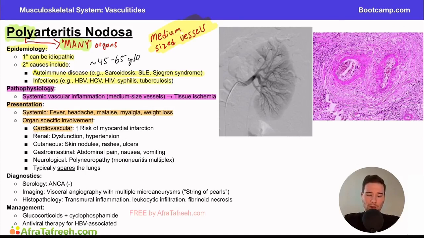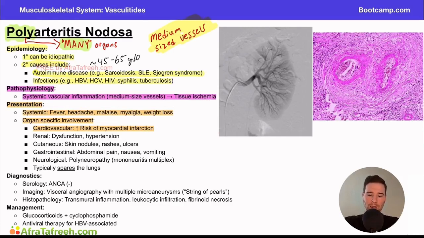But the first thing I want to think about is the cardiovascular system. So this condition is going to increase the risk of myocardial infarction. And if we think about our pathophysiology, this should make sense to us, right? Because what's the pathophysiology behind myocardial infarction? It's tissue ischemia, tissue death, right? Patients who have polyarteritis nodosa have vascular inflammation that leads to tissue ischemia, which is obviously going to increase the risk of a myocardial infarction. You can see here that the presentation or the clinical findings are directly related to the pathophysiology in these patients.